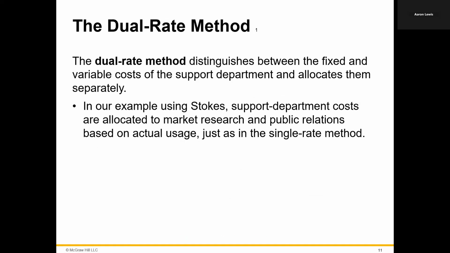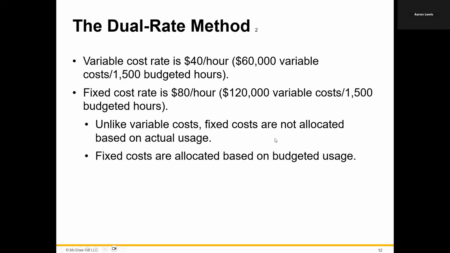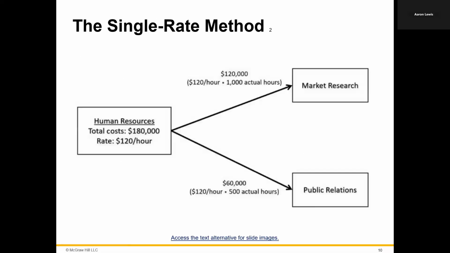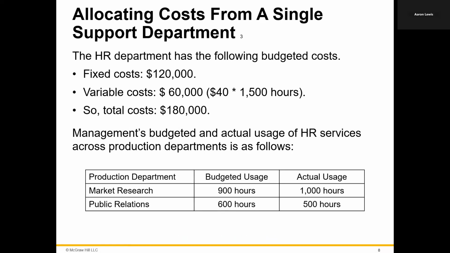For a dual rate, it's the same exact concept, but now we're not going to put them all together. We're going to have separate pools for our fixed costs and our variable costs. So going over here, our variable cost rate is going to be $40 per hour. And I'll back up a second here to get to the numbers again. We are expecting $60,000 of variable costs. We're expecting 1,500 hours to be used by the HR department. That's how much they're going to work. And 60,000 divided by 1,500 is how we arrive at that $40.